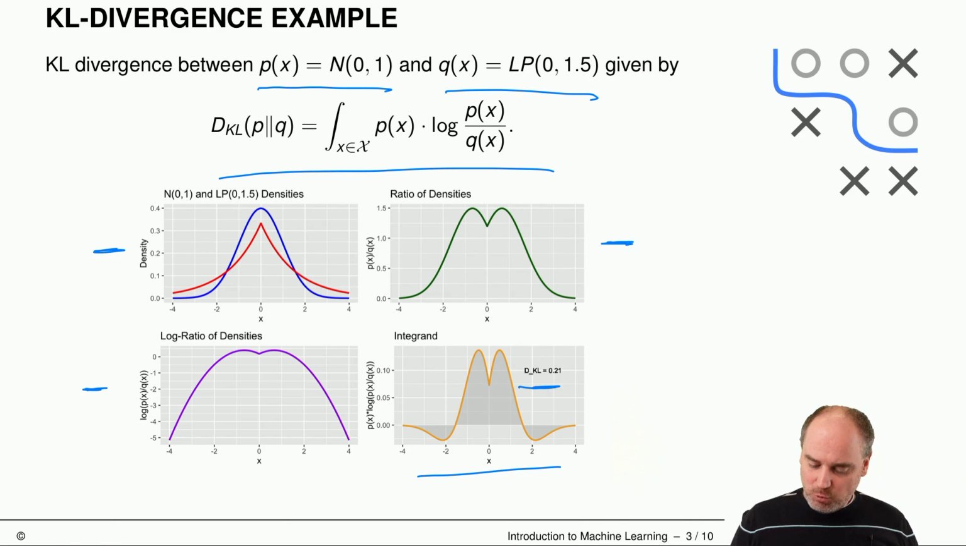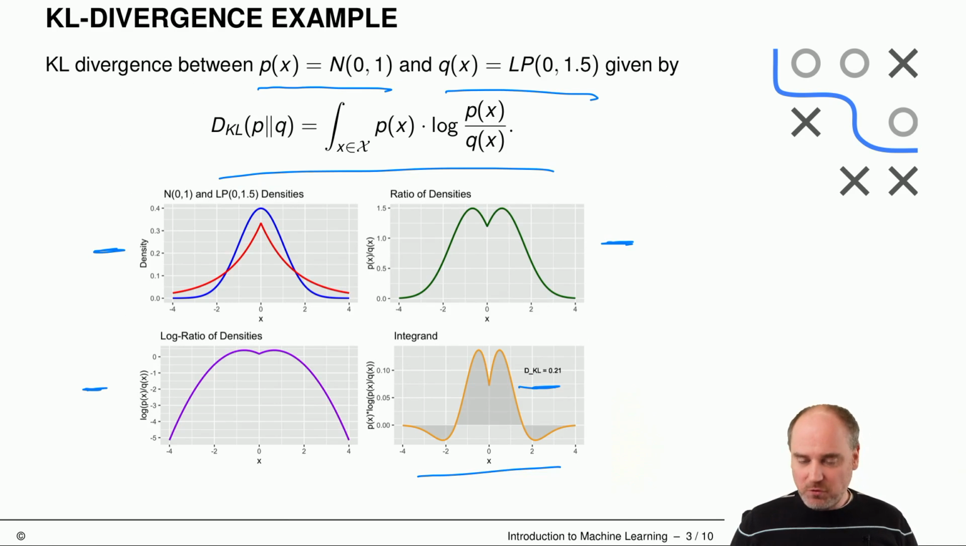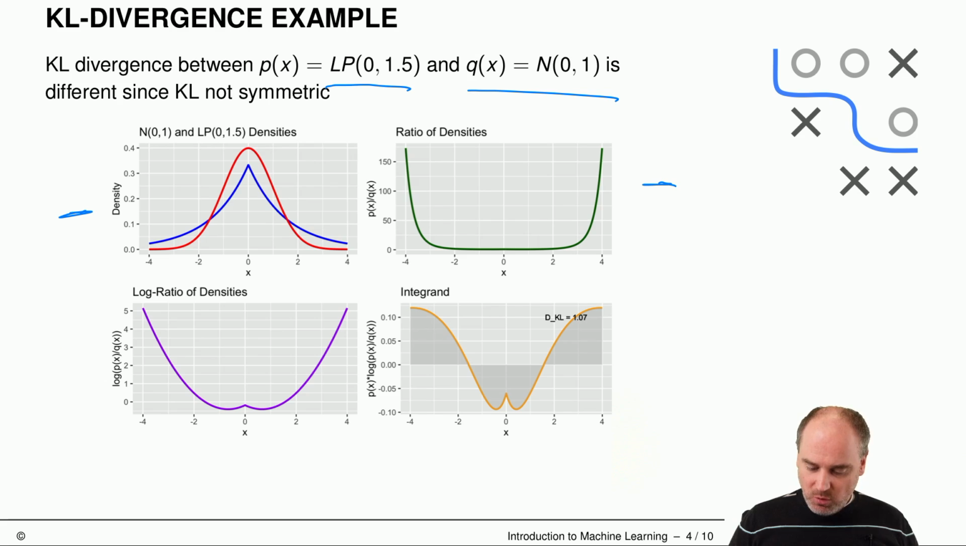They just swap colors. So blue became red and red became blue. Now we calculate the ratio of densities. Well, that already looks different. We now do the log ratio, still looks different. So maybe we are lucky if we now multiply it with the P density and then integrate everything out. Maybe we get the same Kullback-Leibler.